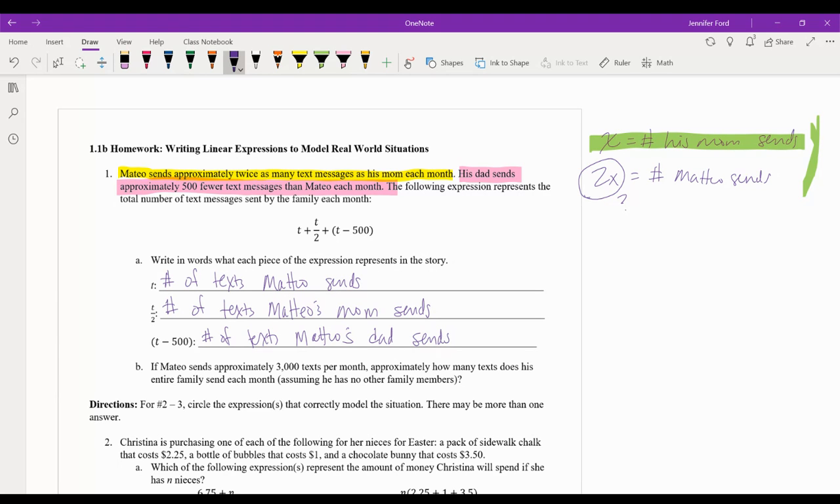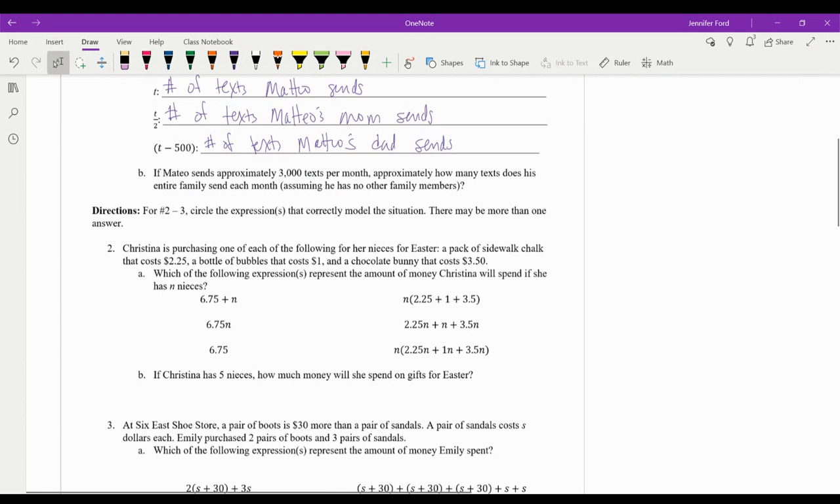Okay. And then part B says if Mateo sends approximately 3,000 texts per month, approximately how many texts does his entire family send each month? I'm actually not going to do that answer on this video because people are doing a really good job of being able to find numerical answers. It's the expressions that are struggling us. So we're going to do that.